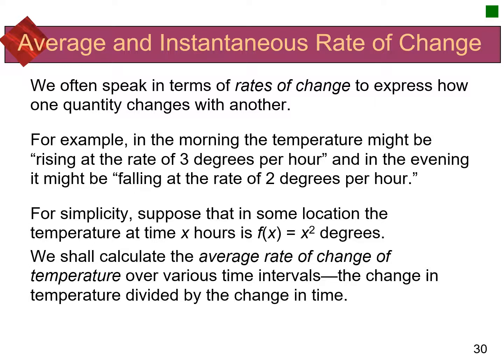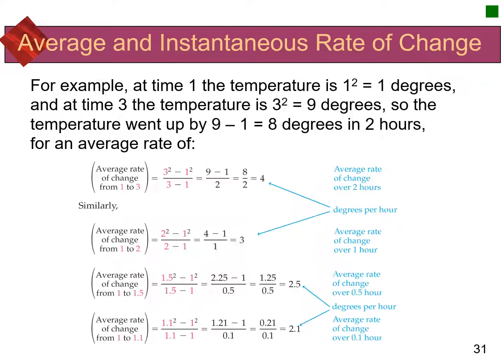So as I go through this example here, they're taking the function f of x equals x squared to represent the number of degrees that the temperature is on a given day, or whatever the case may be, when x is in hours. And we want to calculate the average rate of change over various time intervals. So what they're showing here is how they would go about doing that. At time 1, it's 1 degree. At time 3, it's 9 degrees.